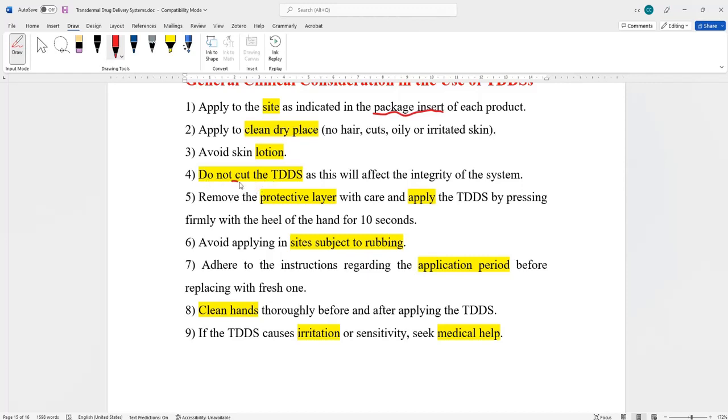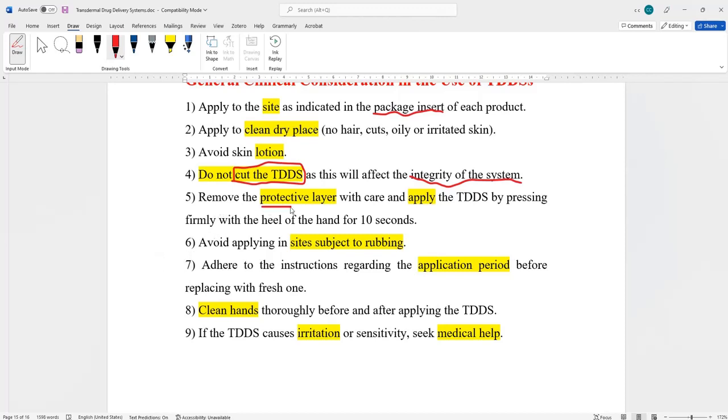Also ask the customer not to cut the transdermal drug delivery system. Someone might want to cut it, for example, into 2 pieces, so he or she can use it for a longer period of time. For example, instead of 1 in 1 day, he can use 2 in 2 days if the person cuts the TDDS. And that's wrong, because it can affect the function and integrity of the whole system.